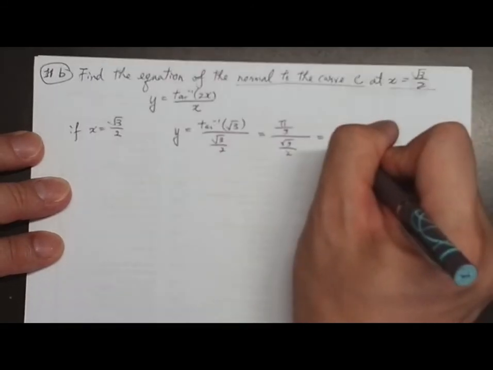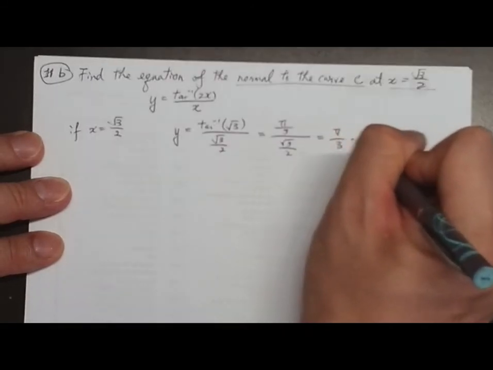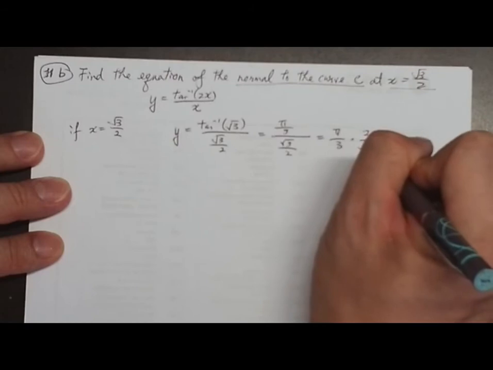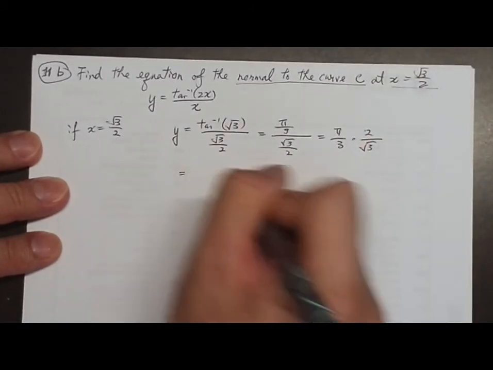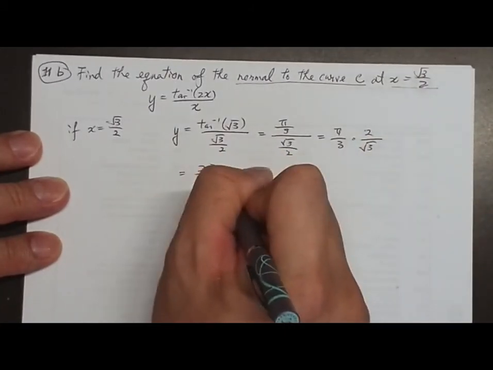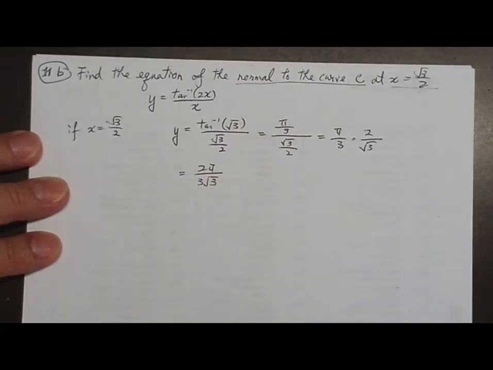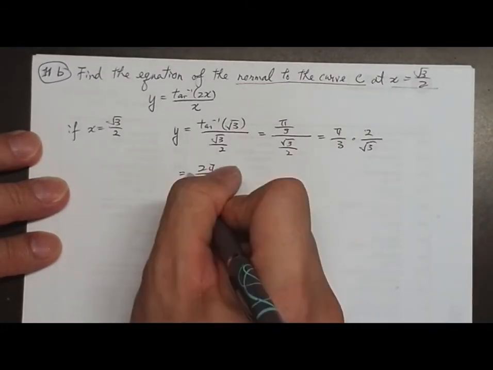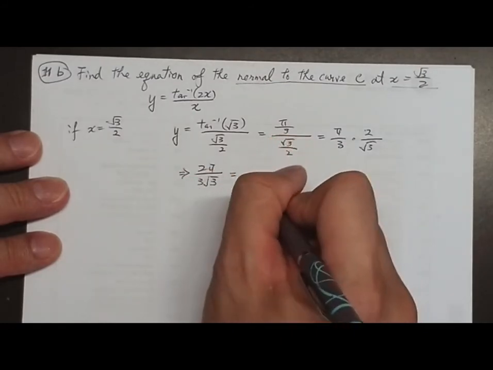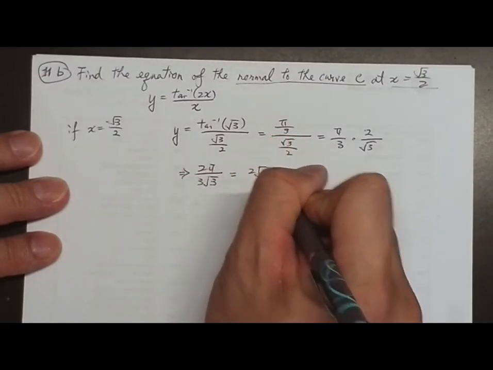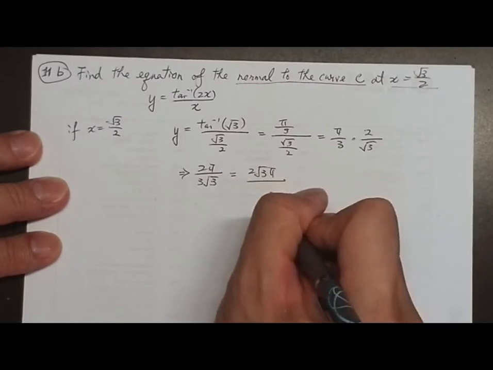so we have pi over 3 multiplied by 2 over square root 3, and we have 2 pi over 3 square root 3. And we multiply square root 3 up here, we got 2 square root 3 pi over 9.